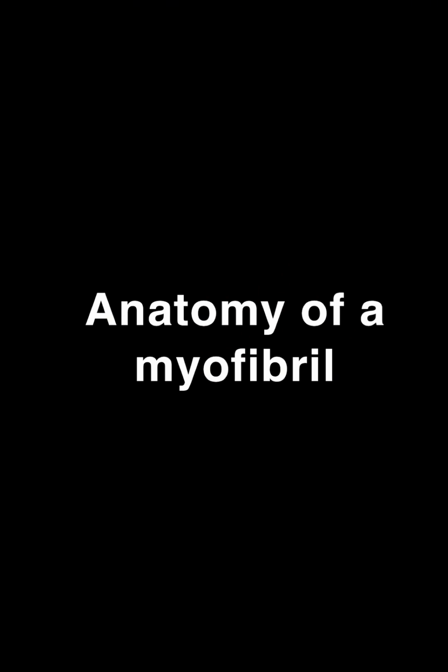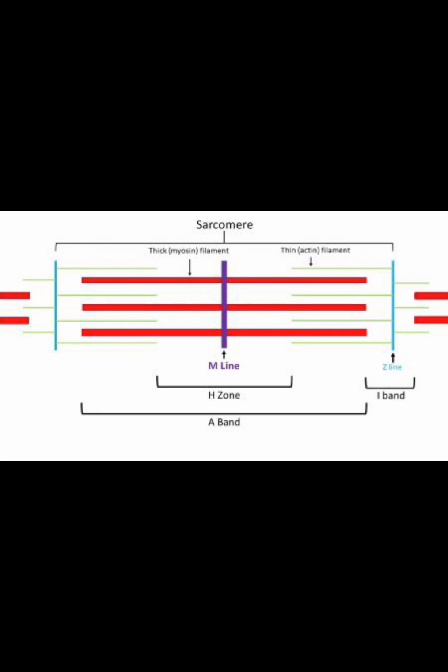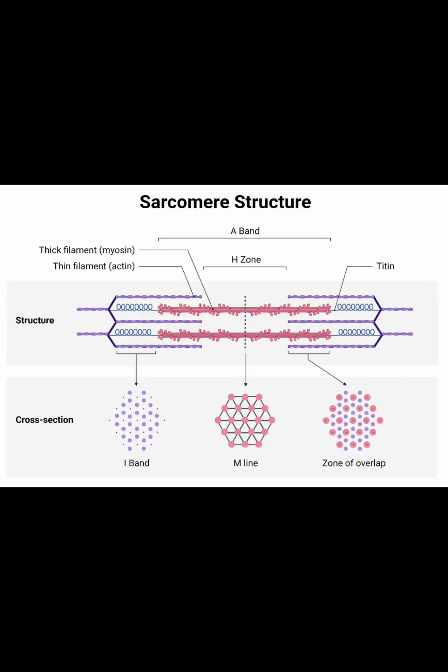Now for a quick anatomy of a myofibril. On the myofibril, there's Z disc, M line, H zone, A band, I band. The Z discs are the sarcomere's boundary and is what actin, aka thin filament, is connected to. The M line is the central anchor for thick filament, myosin.